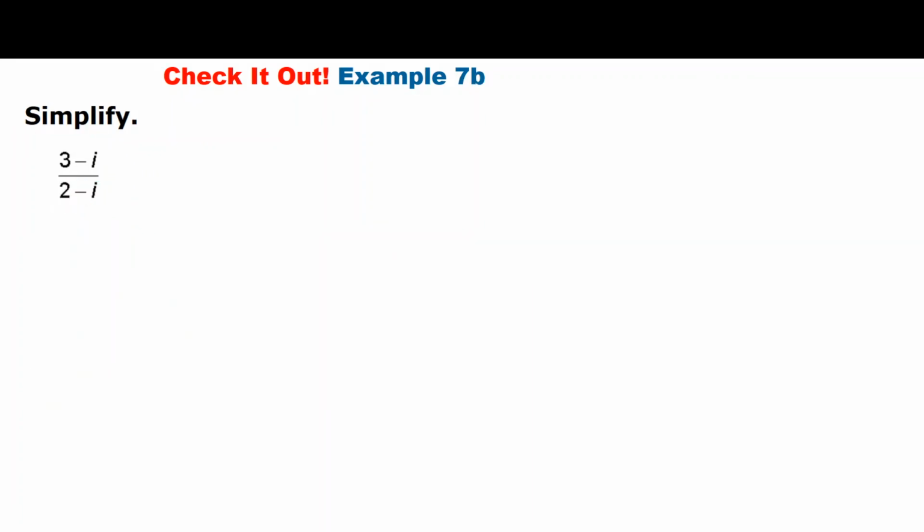Okay, here's our last one to try. Turn the video off for a second and give it a try. All right, on this one, again, the very first thing we want to do is multiply by the conjugate. So if our number down here is 2i, we want to multiply by 2 plus i. And so we're going to multiply both the top and the bottom by 2 plus i. That's just another way of saying 1.